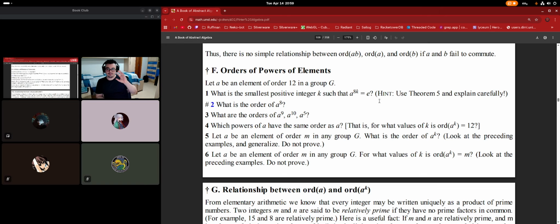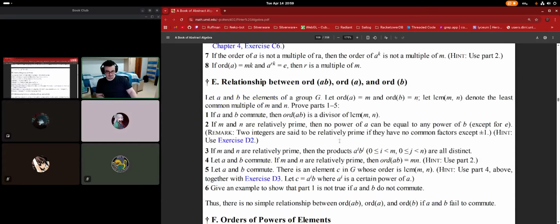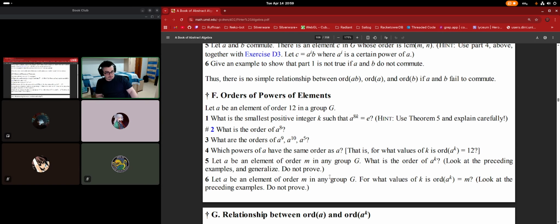And again, the multiple thing works because we already proved that in the reading. The multiple means wrapping around, because of theorem 5. What is the order of a to the 8? It's 3, no? Because we just saw that. Actually, is it 3? Yeah, it is 3.